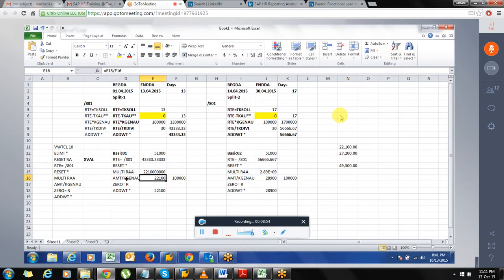Since I got the amount, I don't require this rate. We are telling 0 is equal to R. And finally, you are getting this amount to the basic salary wage step, right? So in the same case, the second split is the same. Apart from the remaining calculations, we have the same thing. Only the difference is the rate we are taking this much.